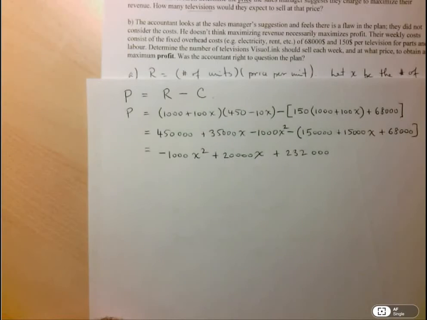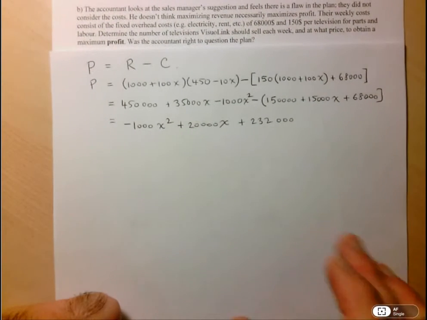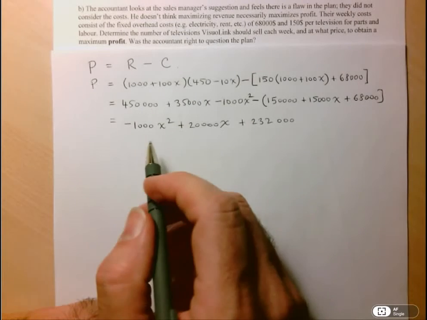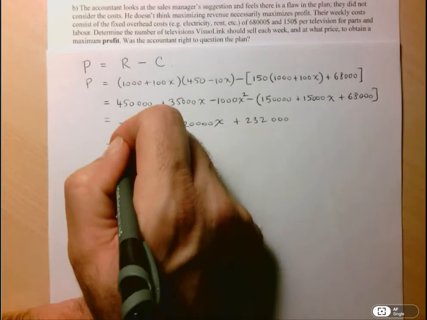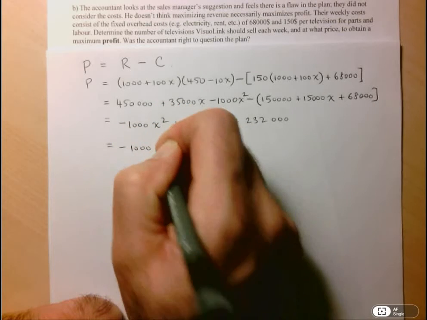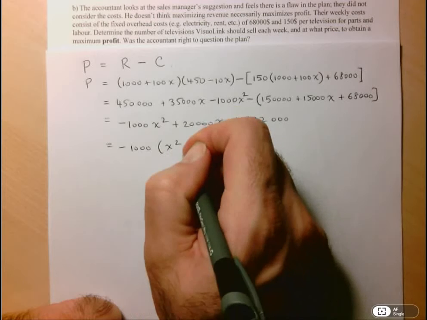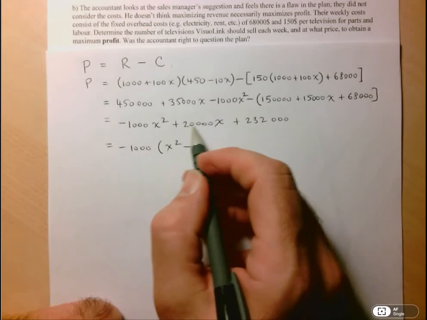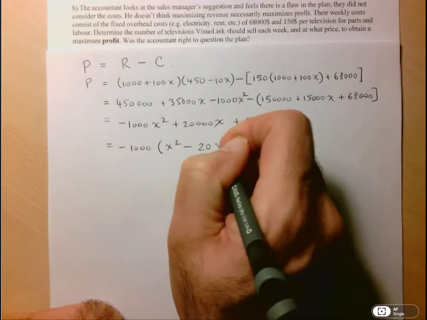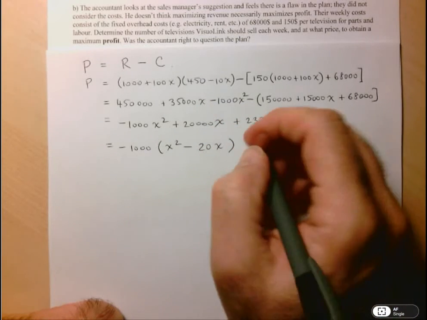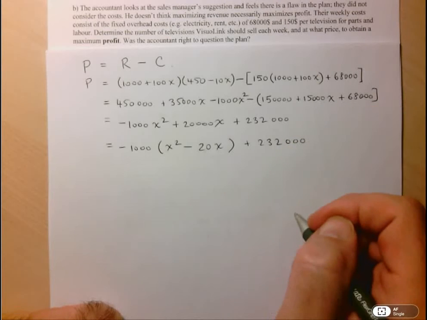Okay, so now that we've got it in standard form, we can now complete the square. So remember, to complete the square, step number 1 is to factor out whatever comes in front of the x squared, so negative 1,000. So here we're left with x squared, minus, since we're factoring out a negative number, 20,000 divided by 1,000, so that's just going to be 20x. Of course we only do that with the first two terms. We'll deal with the 232,000 later on.